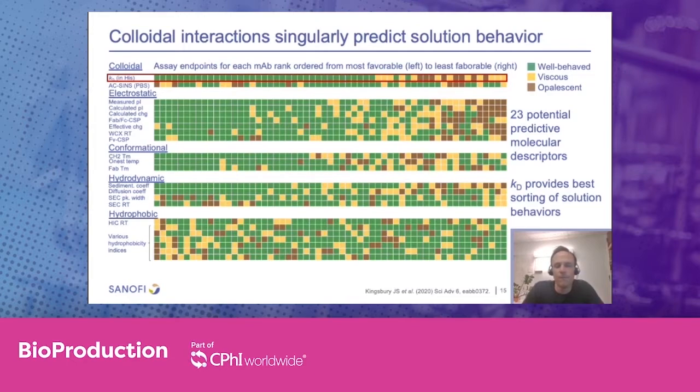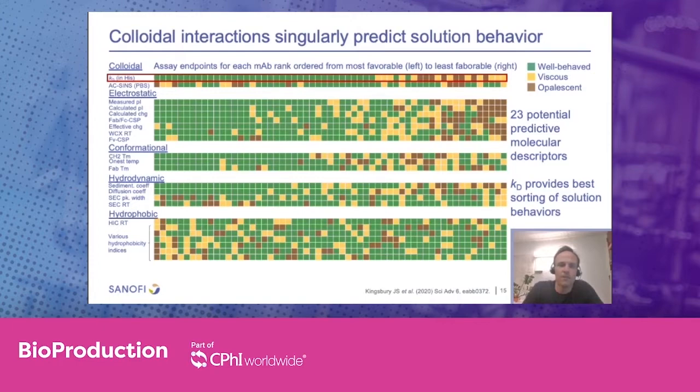So there are 59 different columns corresponding to each of the antibodies, and there are 23 different rows, and those rows each correspond to one of the analytics, and these are grouped as being colloidal, electrostatic, conformational, hydrodynamic, or hydrophobic. So each of the analytic outcomes are rank ordered from most favorable value on the left to least favorable value on the right. So for example, the top row is measurement of the diffusion interaction parameter, KD, which reflects the interactions occurring in dilute solution.